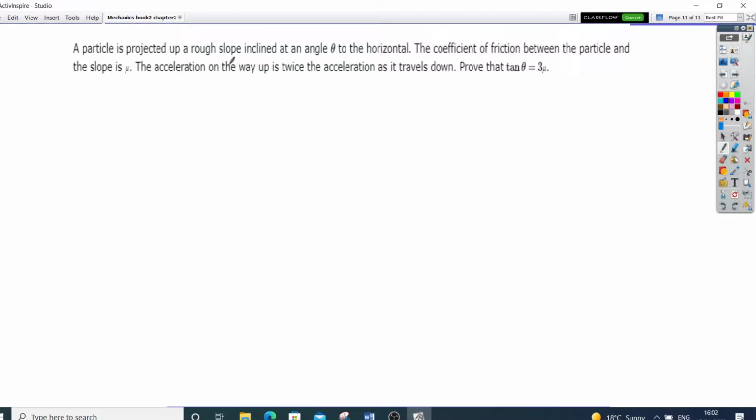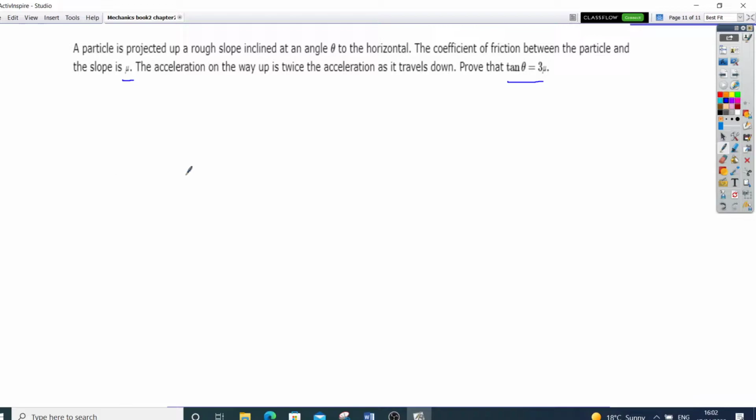A particle is projected up a rough slope, inclined at angle theta to the horizontal. The coefficient of friction between the particle and the slope is mu. The acceleration on the way up is twice the acceleration as it travels down. Prove tan theta equals 3 mu.